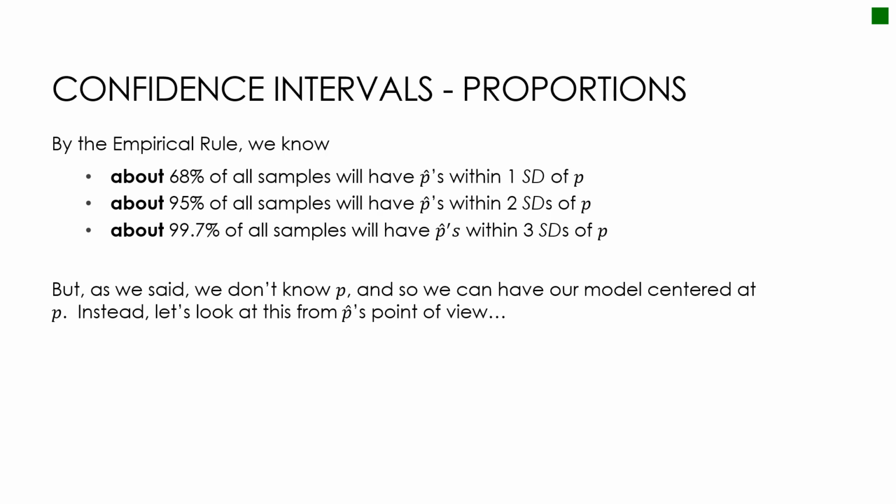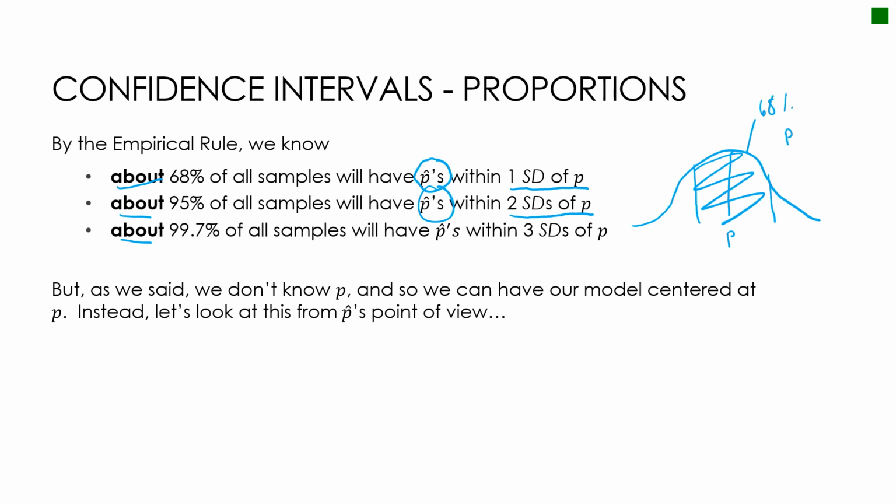So we have worked quite a bit with the empirical rule. And first of all, we know that the empirical rule is just an estimate. And so notice I'm using about 68%. And again, I'm looking at how many samples, which means how many p hats will be within one standard deviation of p, and how many p hats will be in two standard deviations of p. So if I drew my model, in the middle would be p, and I'm saying 68% of the time p hat will be here within one standard deviation.